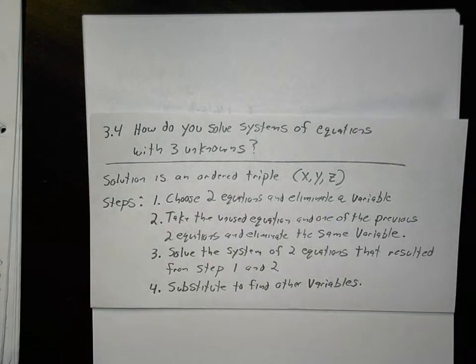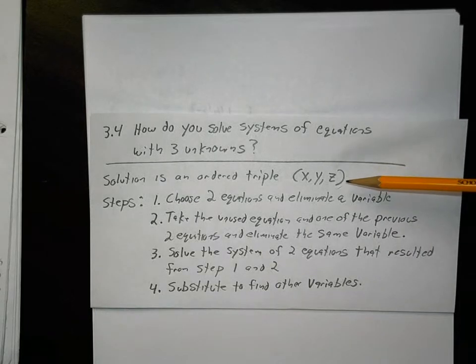Okay, this is section 3.4, video number 2, on how to solve systems of equations with three unknowns. In the last video we looked at a system of three equations, three unknowns. We looked at what that looked like. We followed a step-by-step process in order to solve that system, and we came up with an ordered triple solution.